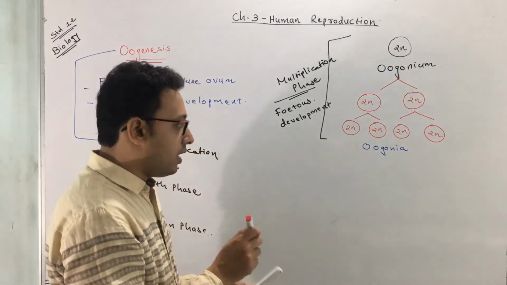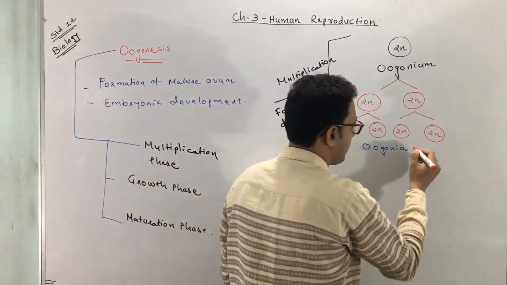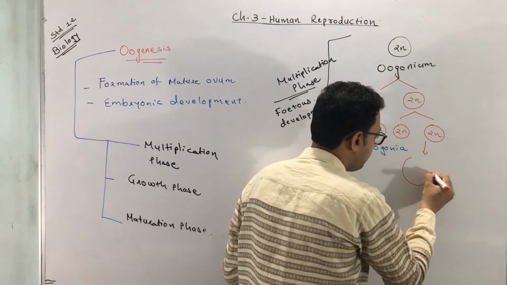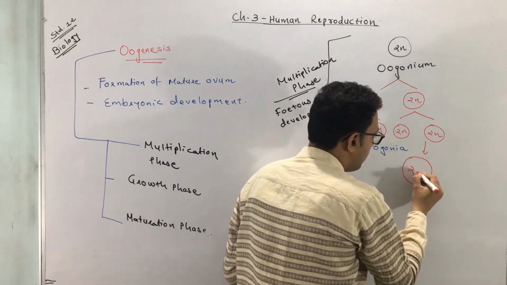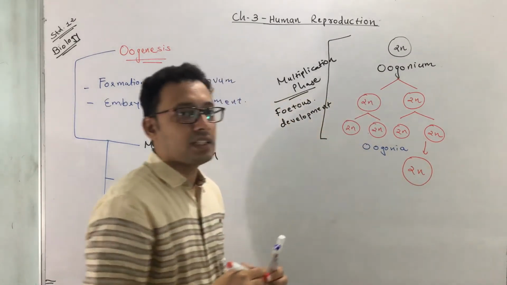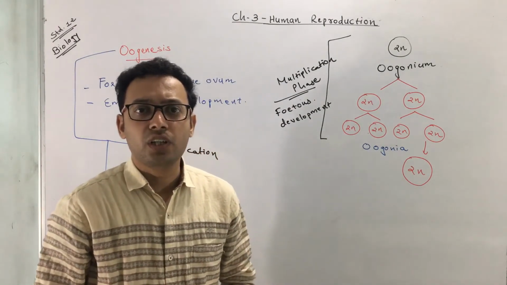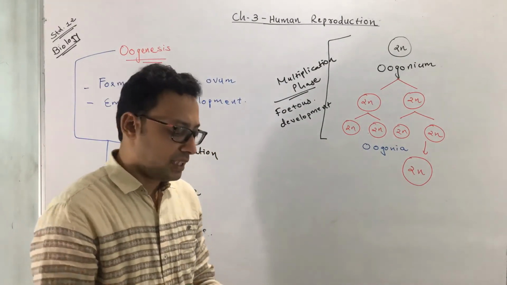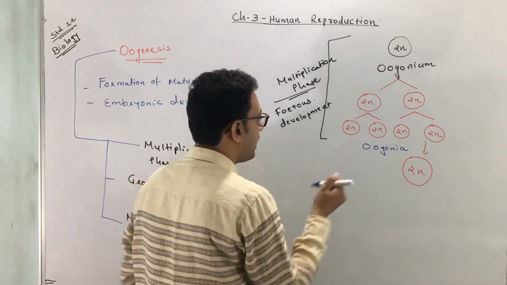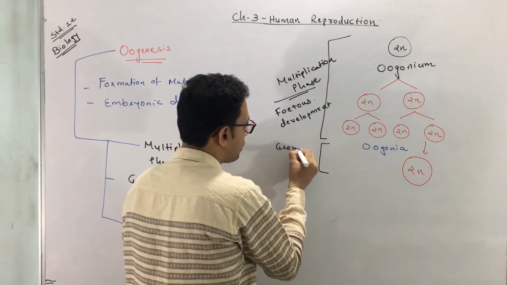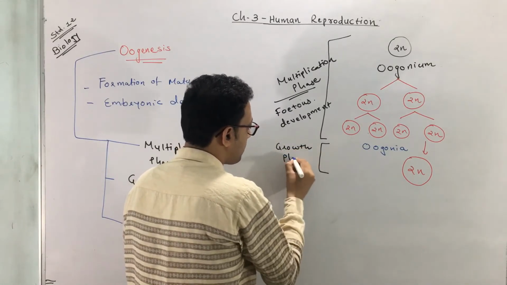Now I will take any one oogonium from it, say for example, I will consider this. Now it increases in size. It becomes rich in DNA content, RNA, and the nucleolus. They get more concentrated, and this phase is called the growth phase.